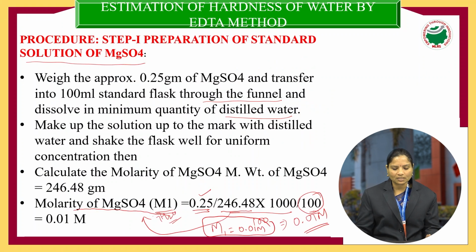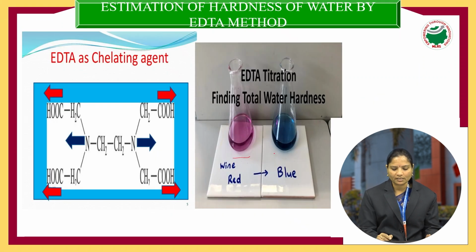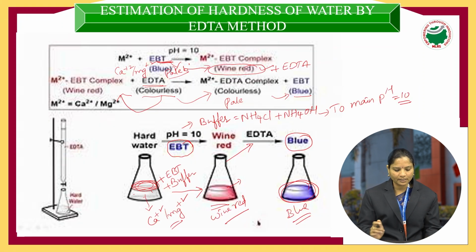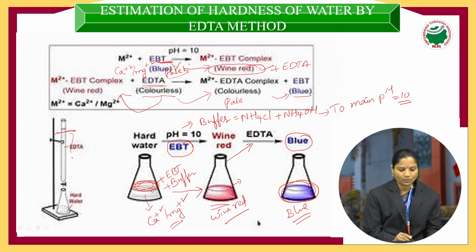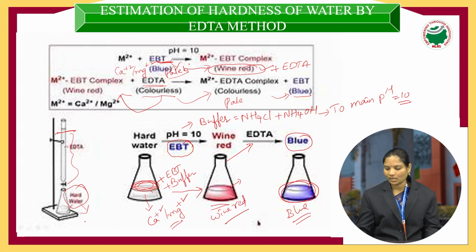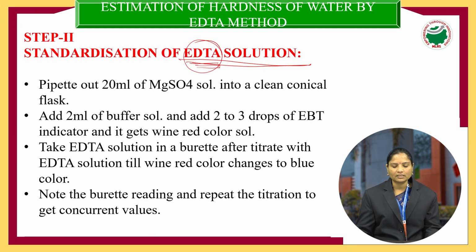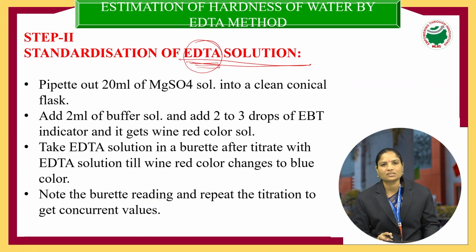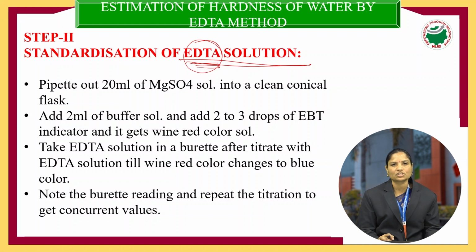Then the solution color will change from wine red to pale blue color. When it reaches from wine red to this blue color, immediately we have to stop the titration and see the burette readings. So you have to see the burette readings. Then we have to find out the molarity of this EDTA solution. You have to find out this EDTA molarity in step 2.